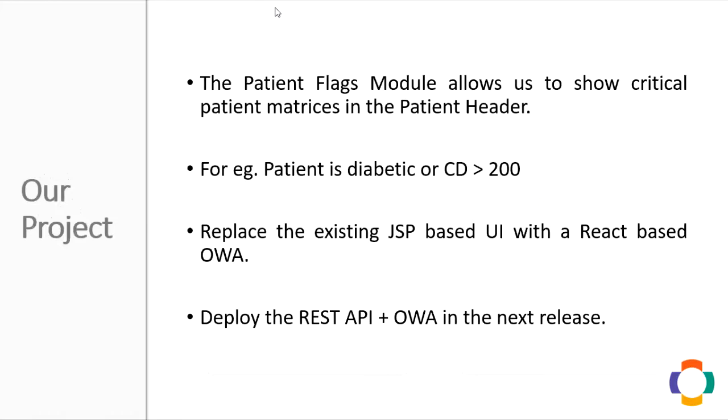Our project is essentially a UI for the patient flags module. The patient flags module allows us to see critical patient metrics directly in the patient header or the patient overview, and this is directly viewable by an end user health caregiver. For example, if the patient is diabetic or has a CD4 count over 200, then the health caregiver can directly see that in the patient header.